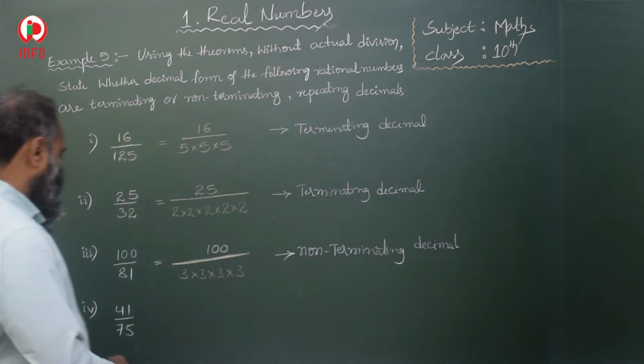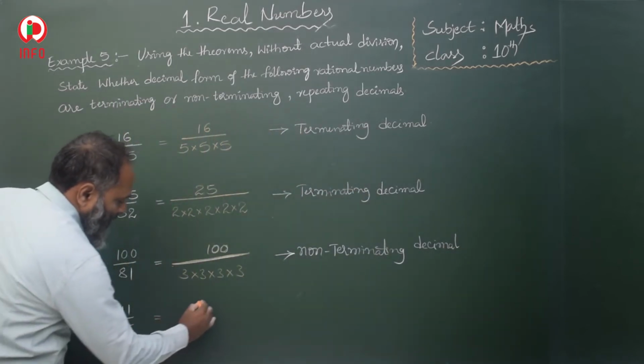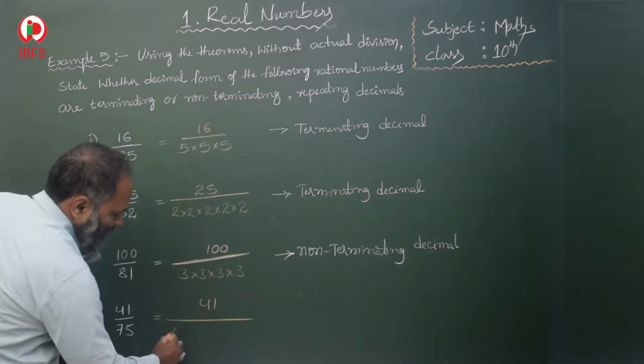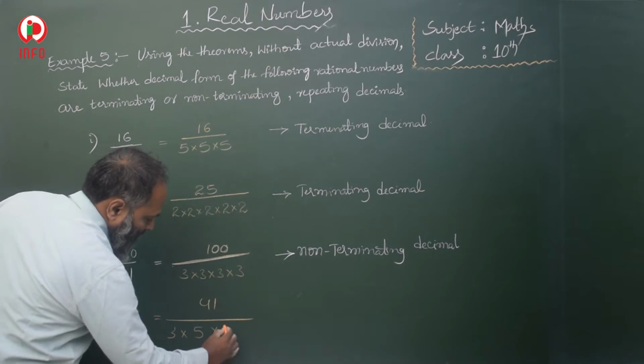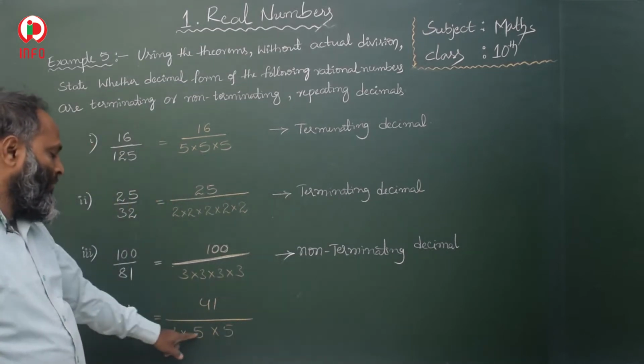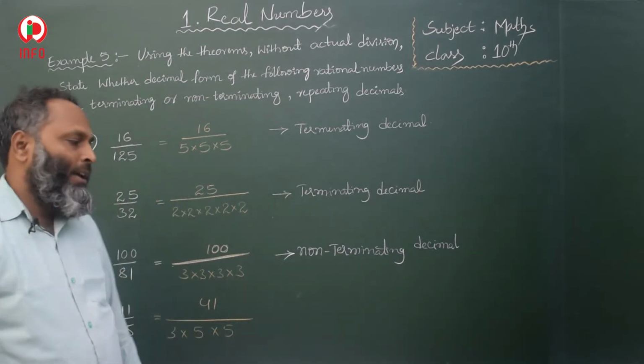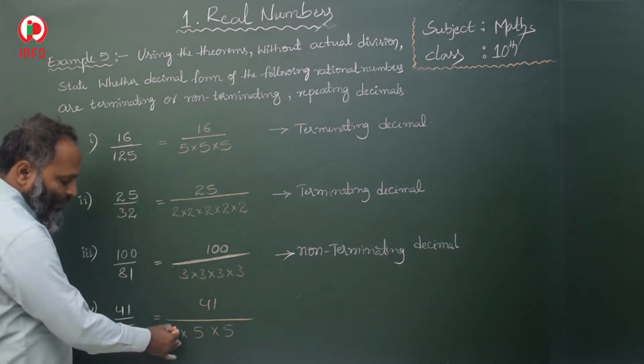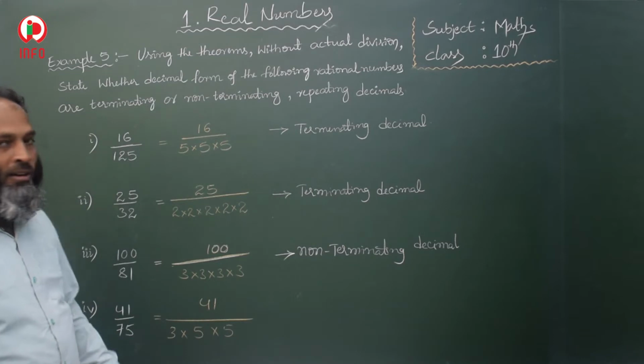The next one, 41. The numerator 41 same. Then 75, 3 into 5 into 5. 3 5s are 15, 15 5s are 75. Here the denominator is a product of 3s and 5s. Since 3 is there, it is non terminating.